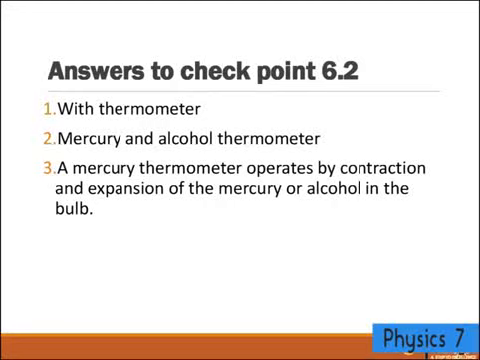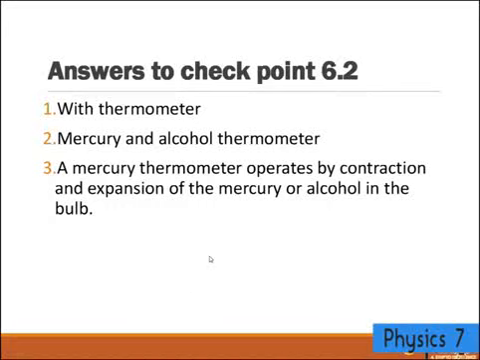The final checkpoint question here was explain how a mercury thermometer functions and then draw a diagram of the thermometer and label it. Well, a mercury thermometer operates by contraction and expansion of the mercury or the alcohol in the bowl. So as the temperature increases, what happens is that the mercury or alcohol in the bowl will begin to expand. And so what you'll see in terms of the thermometer is that the liquid appears to be expanding and moving as the temperature increases.